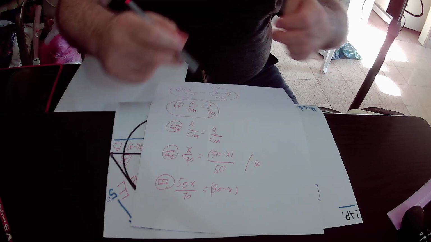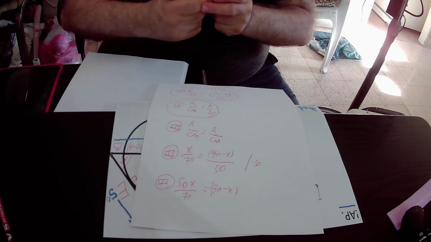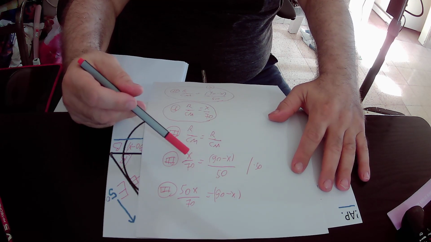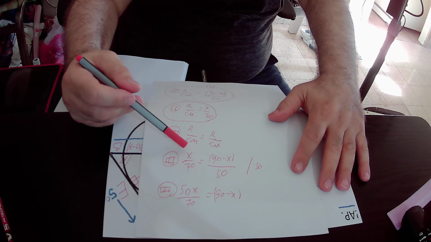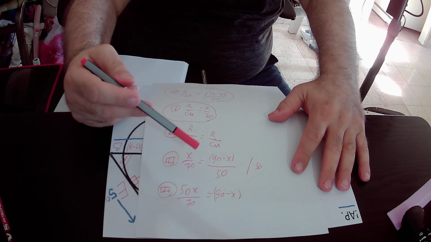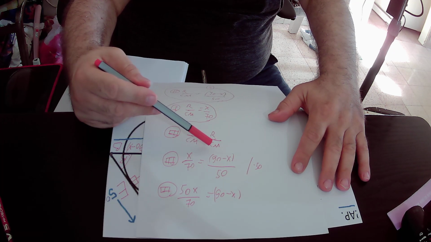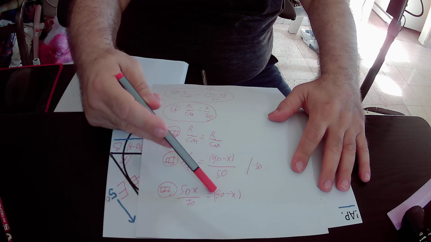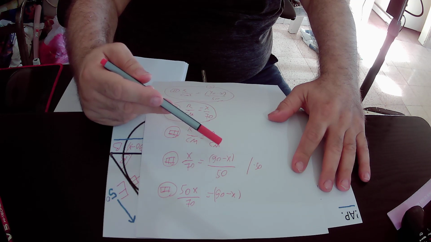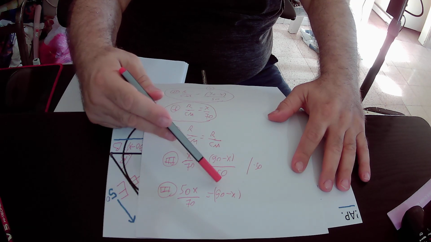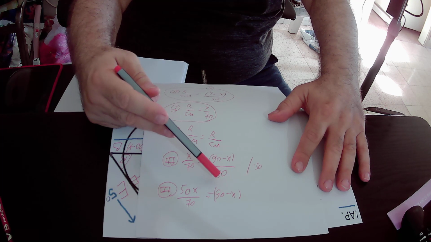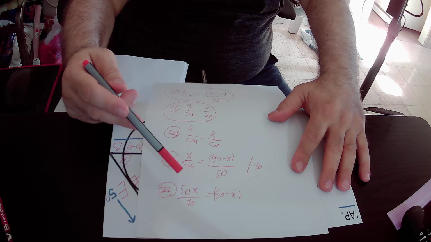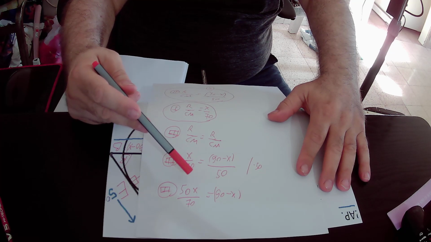So we multiplied both sides of the equation by 50. So x over 70 times 50 equals 50 times x over 70. And 90 minus 6 divided by 50 times 50 equals 90 minus 6, because 50 over 50 equals 1. 50 is cancelled from this side of the expression, so we are left only with 90 minus 6. In the next step, we will multiply both sides of the equation by 70.